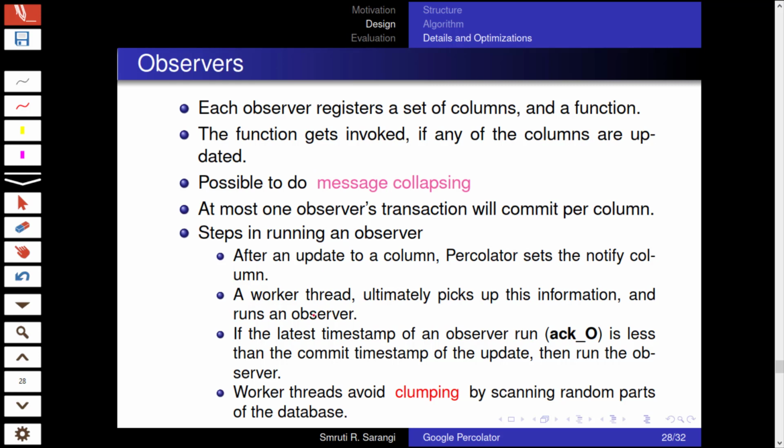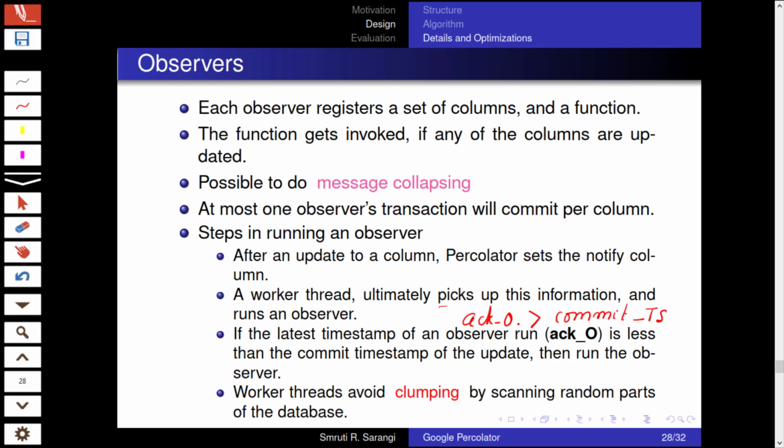So the way that this works is that the worker thread ultimately picks up this information and runs the observer. If the latest timestamp of an observer, ACK-O, is less than the commit timestamp of the update, then it means that we need to run the observer because it would not have seen the update. But if the observer's timestamp, which is ACK-O, is greater than the commit timestamp, then it means that it has seen the update and it has done the job.